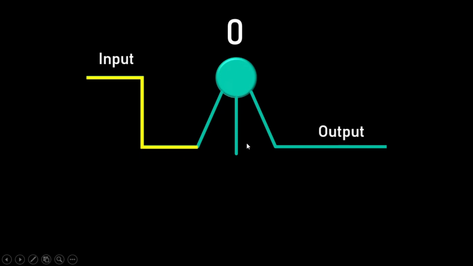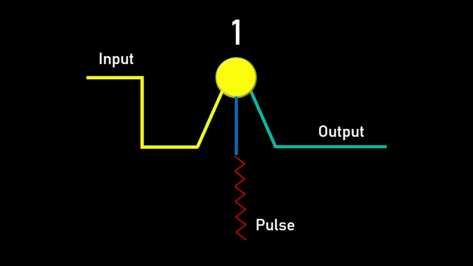The computer turns the transistor on or off by controlling this middle wire. This middle wire is known as the control wire, and the computer provides a pulse to this control wire which turns the transistor on and converts the transistor from 0 to 1 state. In this way, the input signal can go to the output.